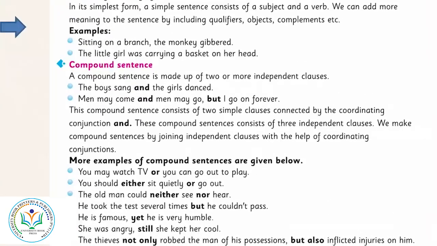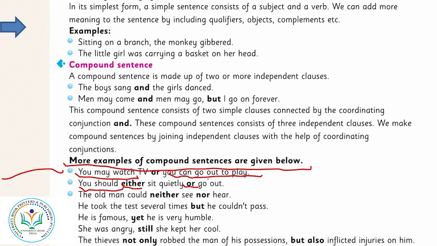Now look here. More examples of compound sentences are given below. You may watch TV or you can go out to play. Here you may watch TV is an independent clause and you can go out to play is another independent clause, and or is the coordinating conjunction. Look at example number 2. You should either sit quietly or go out. The bold letters are the coordinating conjunctions. We have two conjunctions here, either and or. Look at the third one. The old man could neither see nor hear. We have two again, neither and nor.